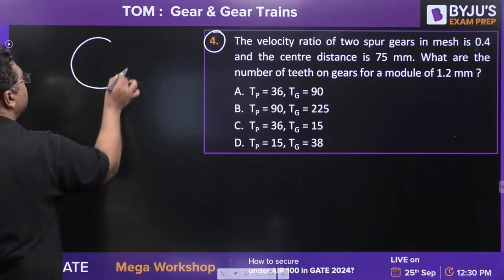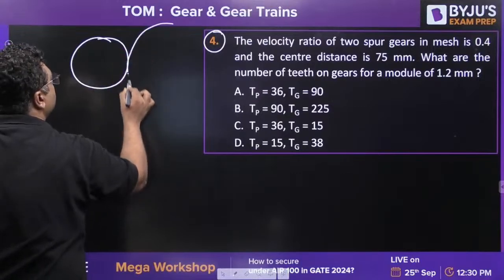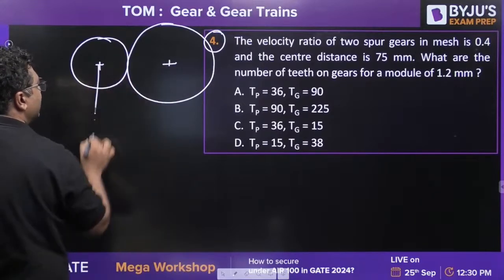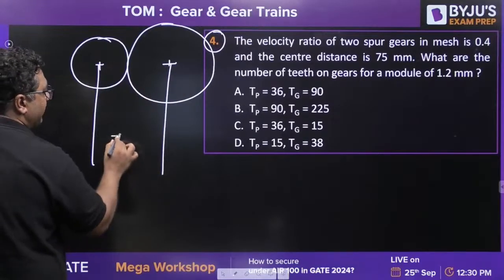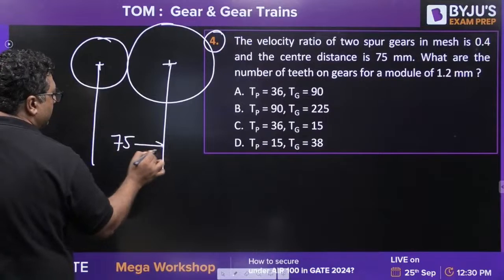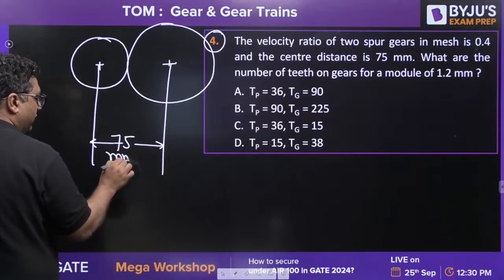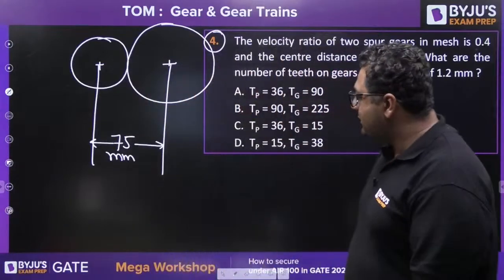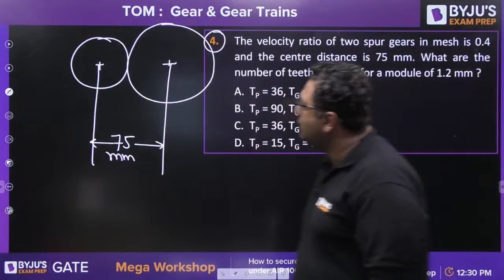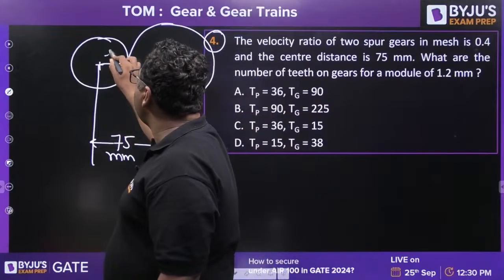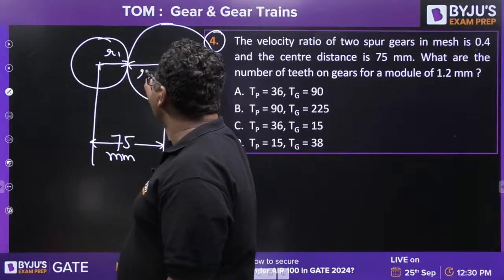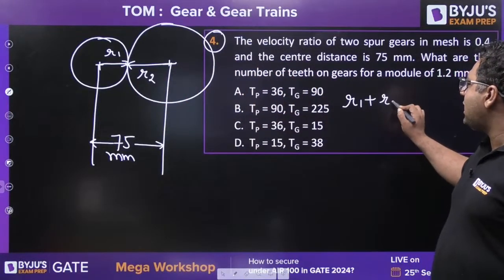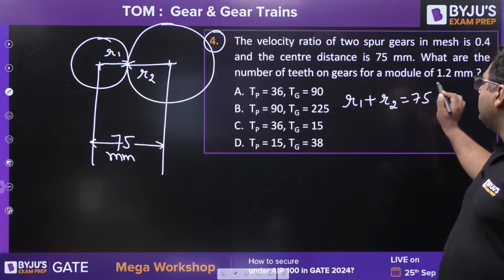There are two spur gears. So they are saying this center distance is 75. Okay. So this center distance is given as 75. If this is radius R1, this is radius R2, so you can write R1 plus R2 is 75.